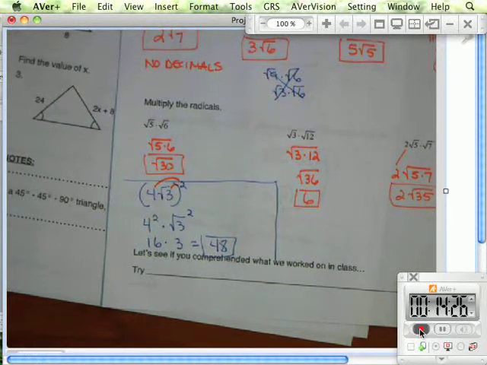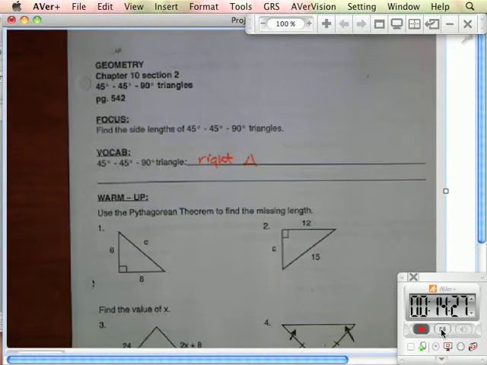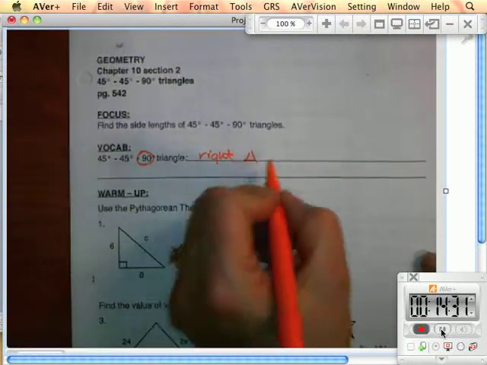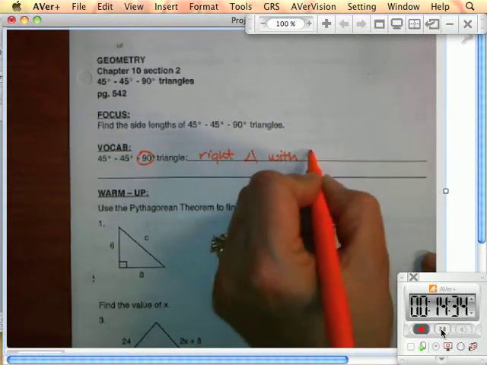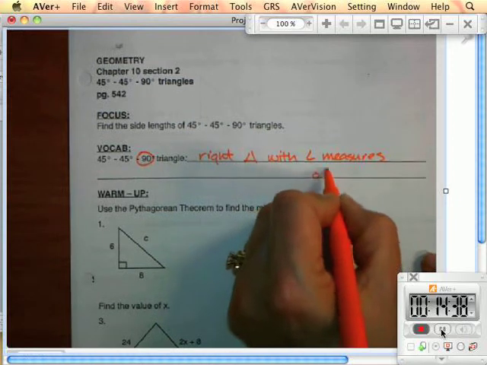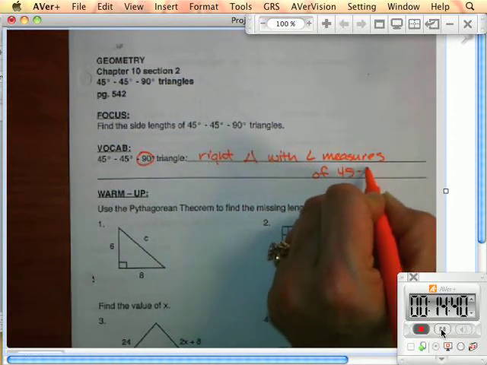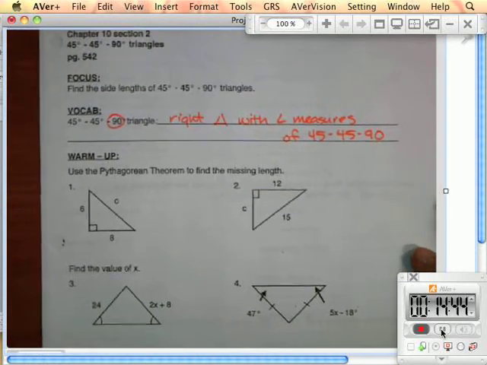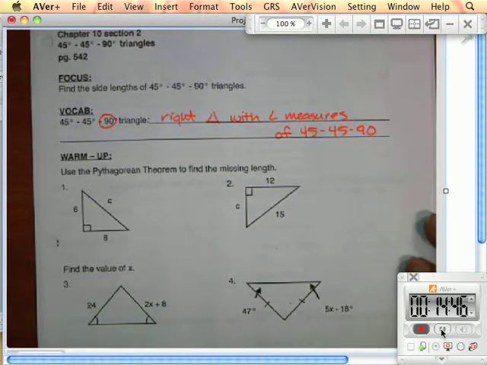Okay, now we're going to practice this. It's got 90 degrees in it. It's a right triangle with angle measures of 45, 45, 90. Pretty basic definition. It's a right triangle with angle measures of 45, 45, 90.